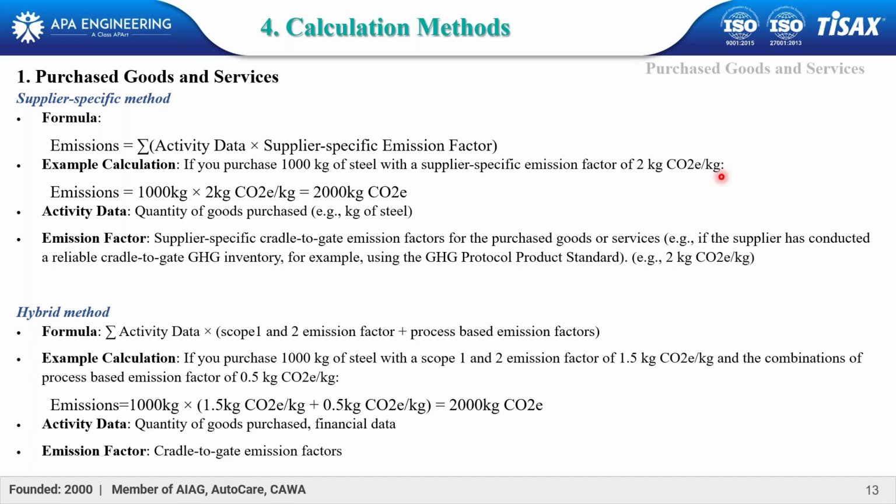For example, if you purchase 1000 kgs of steel with the supplier-specific emission factor of 2 kgs of carbon dioxide emitted per kg of steel, the emission would be the product of these two, which would be 2000 kgs of carbon dioxide emitted. The activity data required for this method would be the quantity of the goods purchased, and the emission factor required is the supplier-specific, cradle-to-gate emission factor of the purchased goods or services.